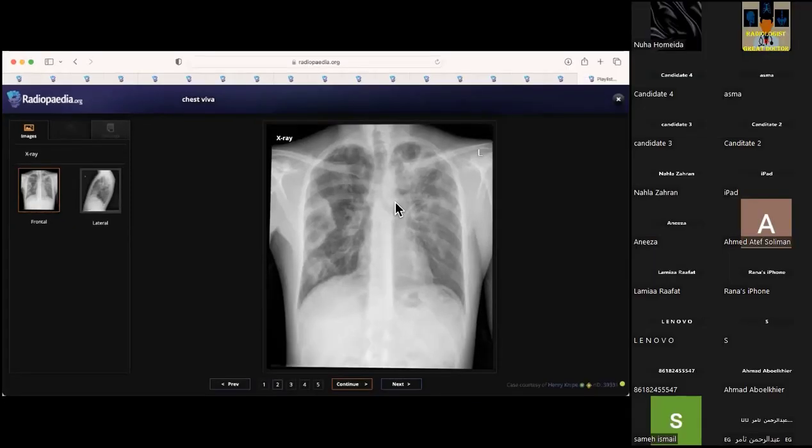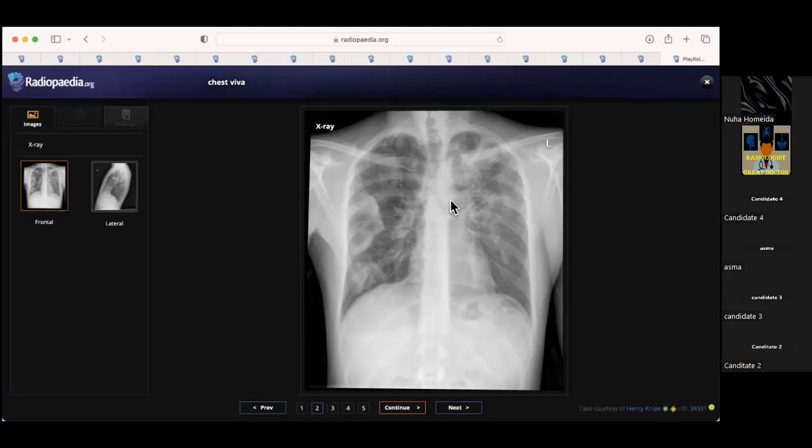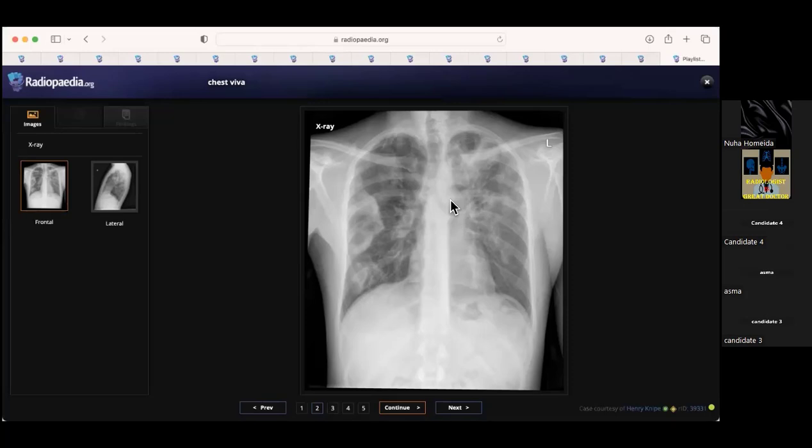In my routine practice, I will ask about the occupational history of this patient, and I also will look for any calcified plaques seen within the mediastinum. So this patient is 40 years old, so it's a young patient.